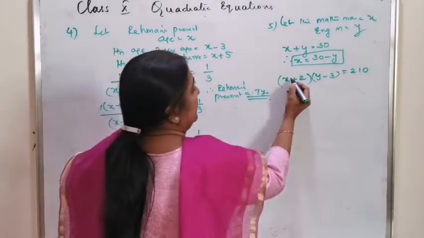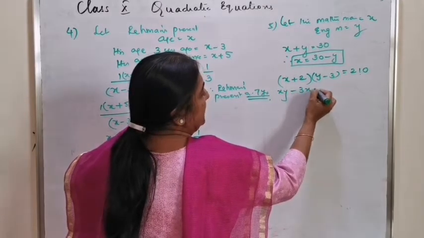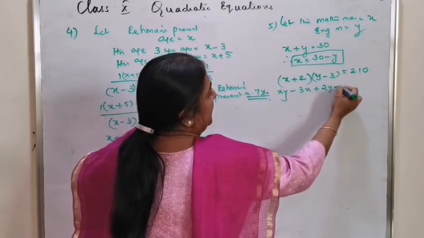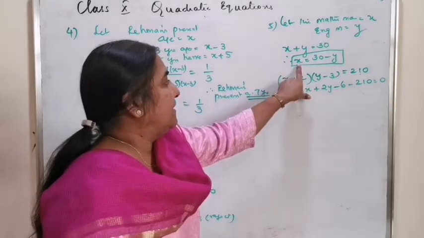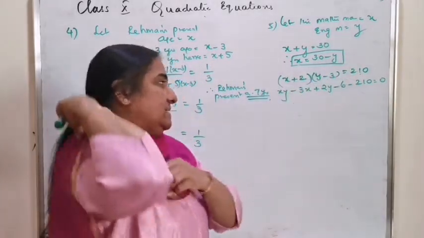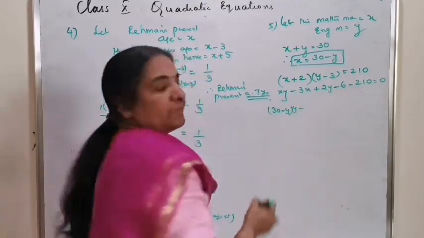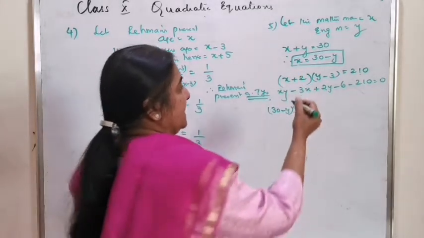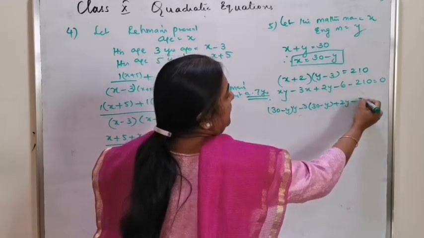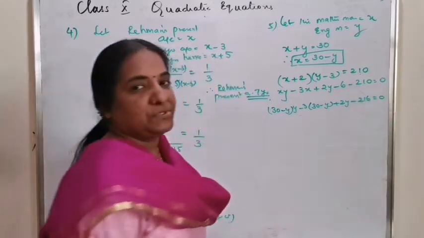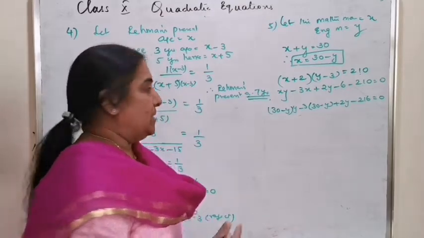Let's expand. x into y, xy. x into minus 3, minus 3x. Plus 2 into y, 2y. Minus 6 minus 210 is equal to 0. Wherever you find x, substitute as 30 minus y. So (30 minus y) into y, minus 3x is again 3 into (30 minus y), plus 2y, minus 216 is equal to 0. Therefore, the equation has purely turned into one variable y.